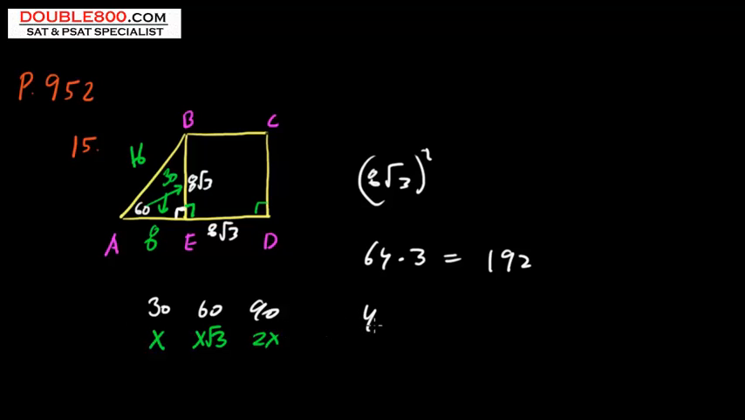The other one, by the way, I'll just give you again. This is an easier one. 45, 45, 90, x, x, x root 2. But the answer here is 192. And that's our lesson.